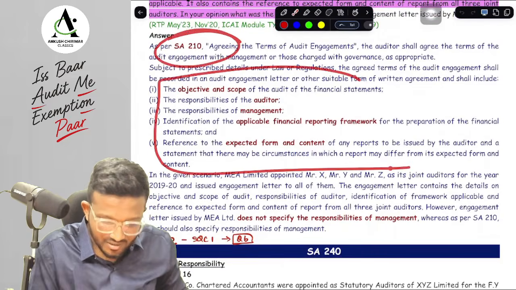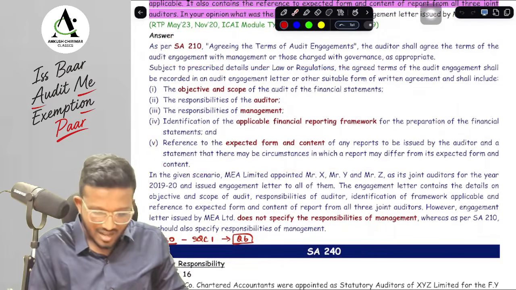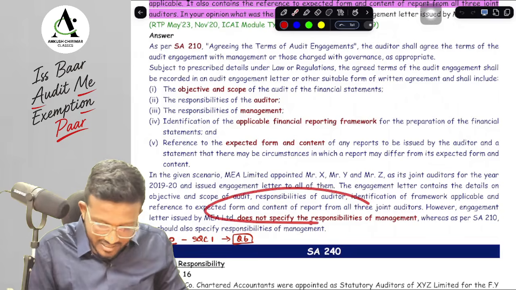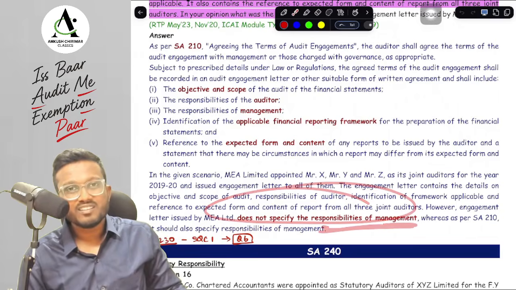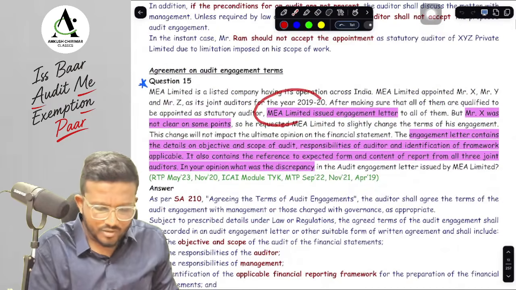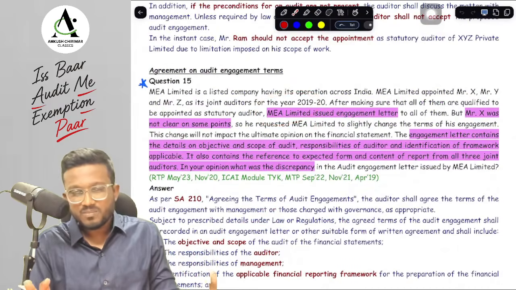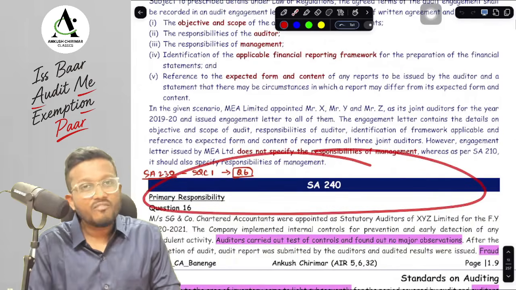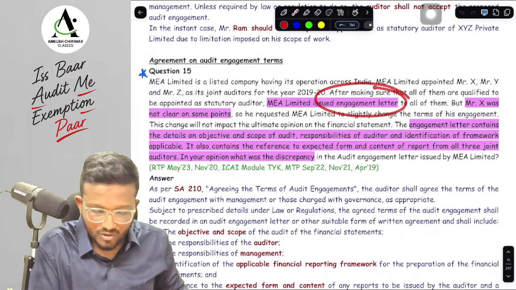As per SA 210, we have written the 5 things that are covered in your engagement letter. Then we have discussed what has happened in the given case. In the given case, there are no marks. And lastly, we have said that the engagement letter does not specify the responsibilities of the management. Sir, ICAI has not mentioned that this engagement letter was sent by the client, which is wrong. No, ICAI has not mentioned this particular thing, but we as a student could have mentioned at the last that one more discrepancy was there, that the engagement letter was sent by the client.